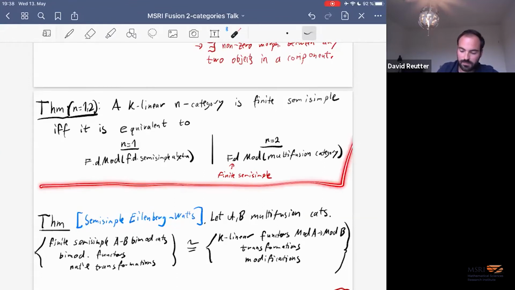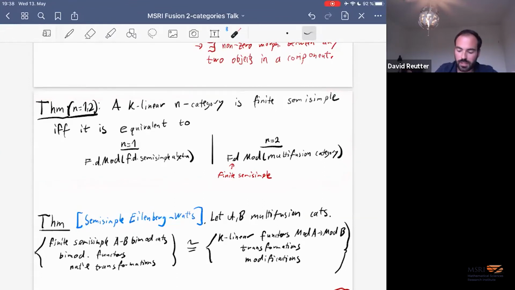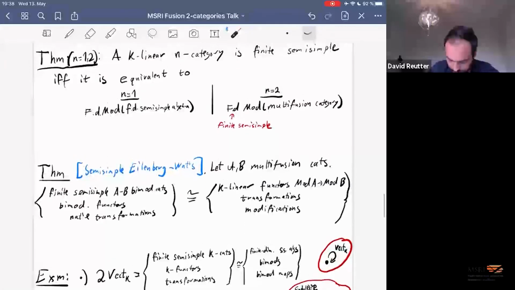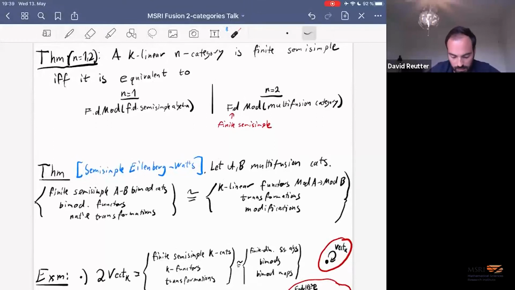Now, of course, by this theorem, we've seen all examples, right? It's just finite semi-simple modules of a multi-fusion category. So I could just give you examples of multi-fusion categories. But I still want to give you some examples to highlight some aspects of this theory. One example is, of course, the 2 category 2-Vect itself.